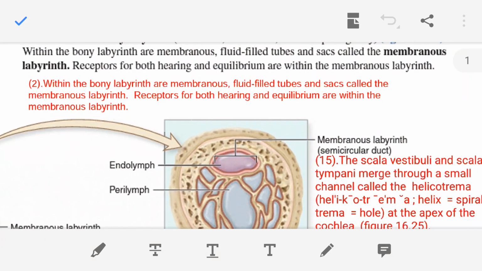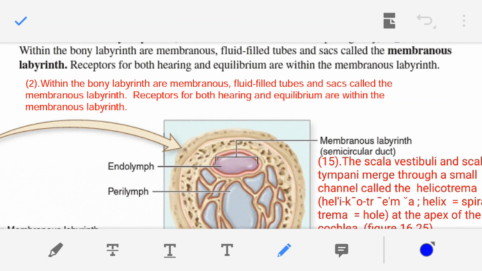Now inside the membranous labyrinth, receptors are specialized types of cells. Inside the membranous labyrinth, receptors are present, and these receptors are involved in our hearing process, and they are also responsible for equilibrium. So in the membranous labyrinth, receptor cells are present. They are involved in our hearing process and also responsible for equilibrium. Equilibrium means balance of the body.